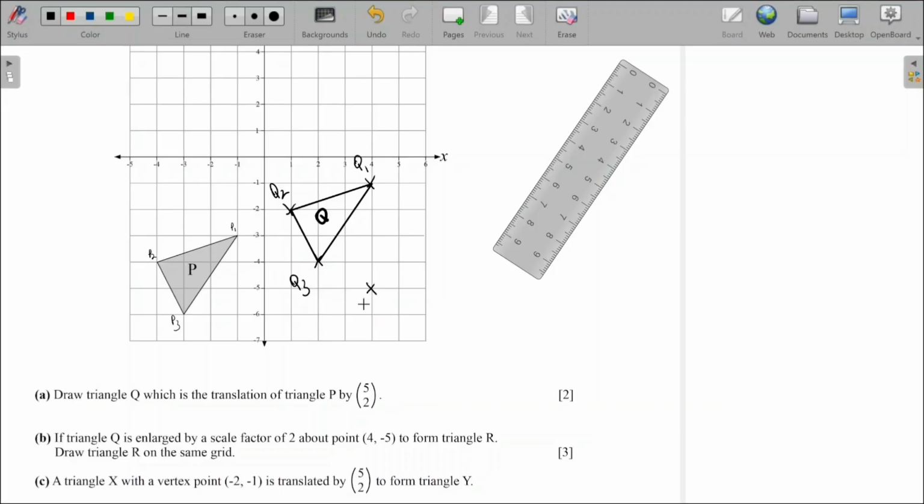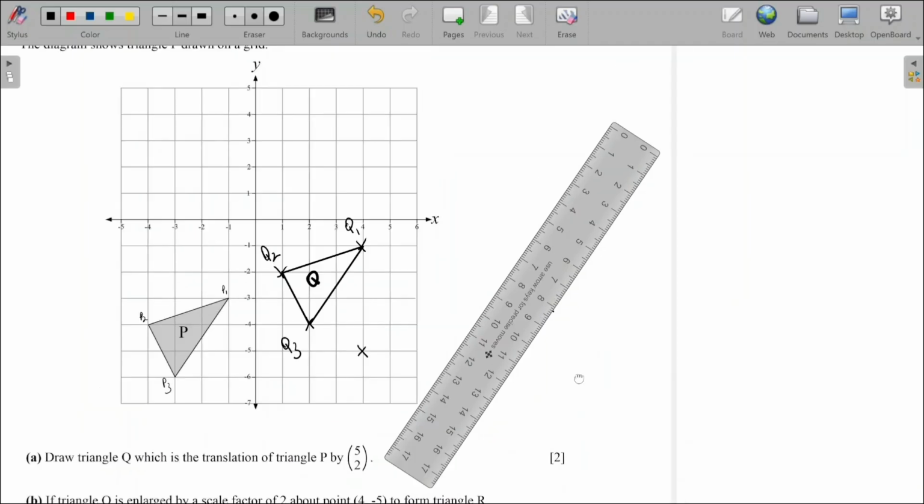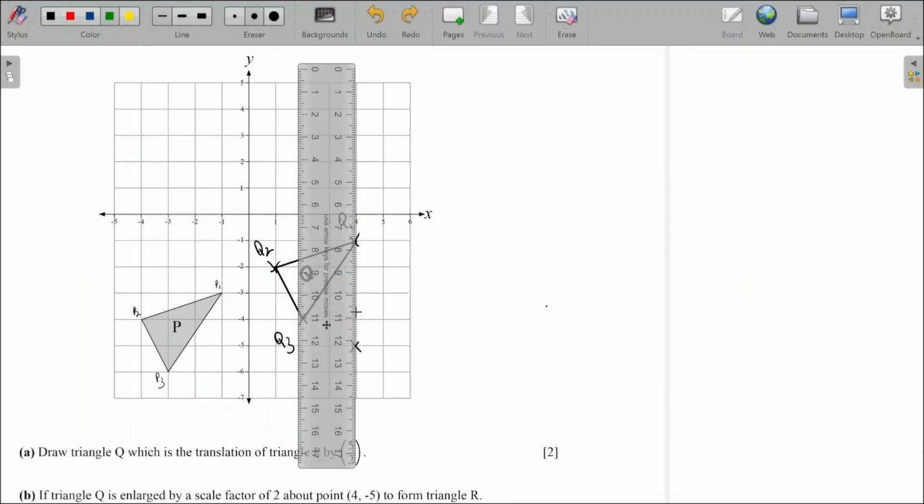And from this point, we enlarge triangle Q to form triangle R. Enlargement is easy. It's just about understanding the process. You can use your ruler for your enlargement. You have Q1, Q2, Q3, each of the vertex points of this triangle Q, and we can use them to create triangle R. First, let's take point Q1. We'll draw a line from the point of enlargement through point Q1 as long as possible. Let's take our ruler and do that.